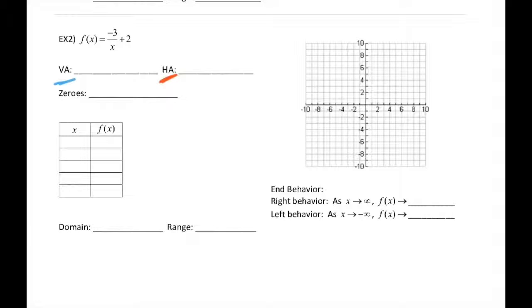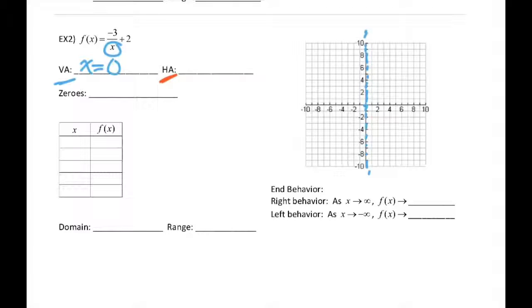So the vertical asymptote we find by setting the denominator equal to 0. So in this case, x just equals 0. We don't have to solve anything, it's already solved for us, x equals 0. And that is going to be the line that is the y-axis. X equals 0 goes through the point 0, 0 on the x-axis, so it's vertical.